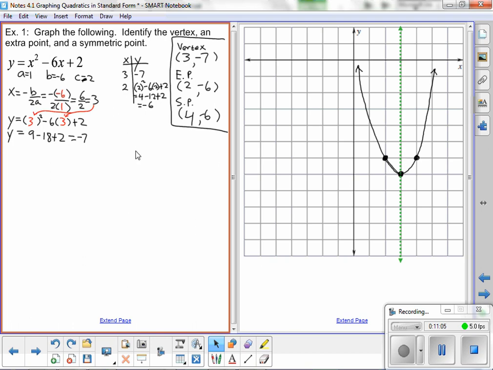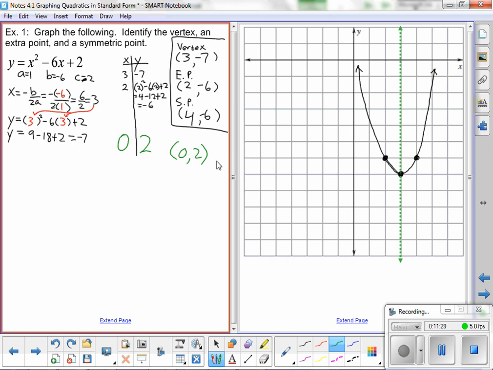Now, the part I was saying before was that you could have picked another value to plug in instead of 2. The easier value to plug in would have been 0, because if you plug a 0 in for x, you get a y-intercept. So 0 squared is 0, 6 times 0 is 0, you get a 2. So you would have gotten a point of 0, comma 2. And that does count as an extra point instead of using this 2 right here.